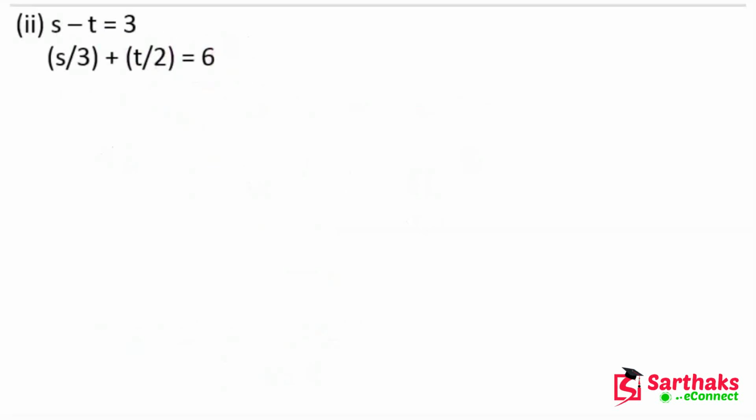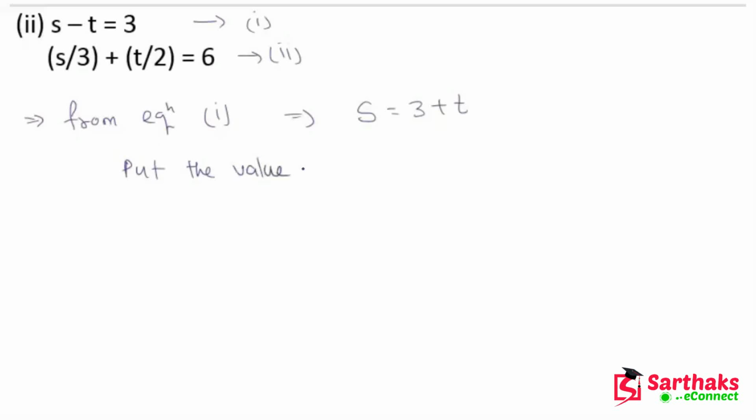So the next question is, we have to solve this equation with the help of the substitution method. So this is our first equation and this is our second equation. Now from equation 1 we get the value of s, which is equal to 3 plus t. So now my dear friends, put the value of s in equation second. I hope you get this point.